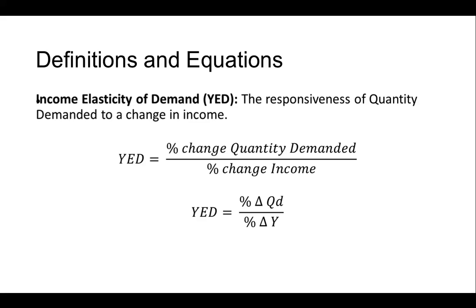So first of all, let's get the definitions right. Income elasticity of demand, or YED, is the responsiveness of quantity demanded to a change in income. And income is usually represented by Y, which is why we call it YED. So YED is a percentage change in quantity demanded over the percentage change in income. We can put this in as shorthand by saying YED equals percentage delta QD over percentage delta Y, where Y equals income.